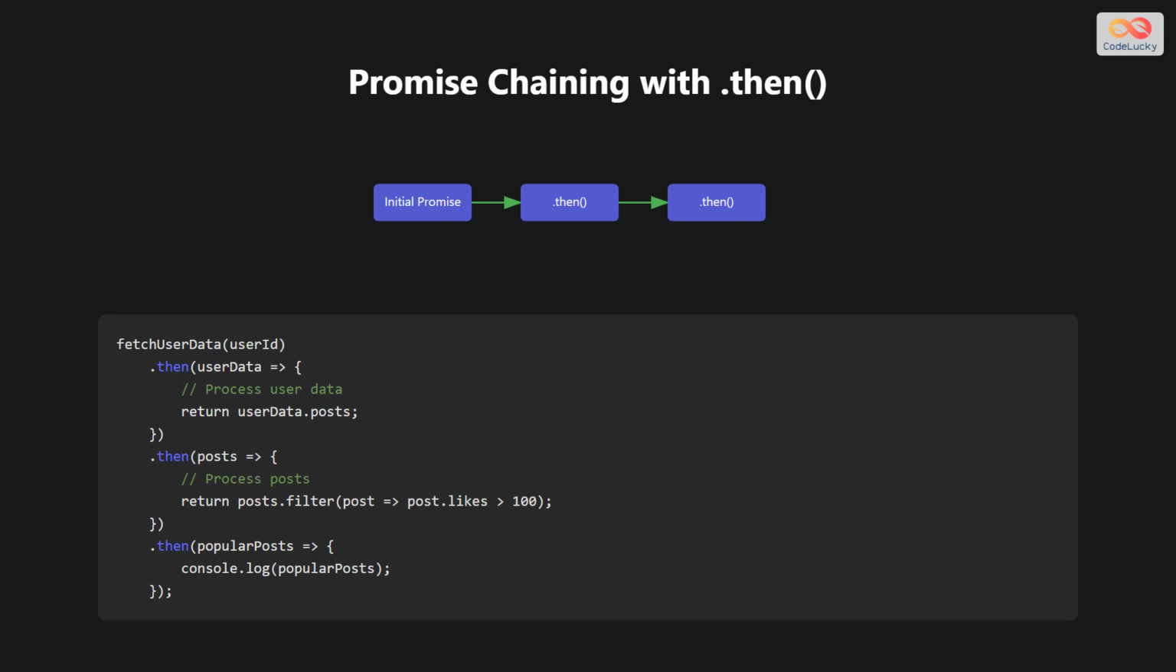Let's consider an example of fetching user data, processing it, then filtering the posts. First, we fetch user data, then process user data to get all the posts. Then we filter the posts to get the popular posts. Each then block can be used to process the result of the previous promise.